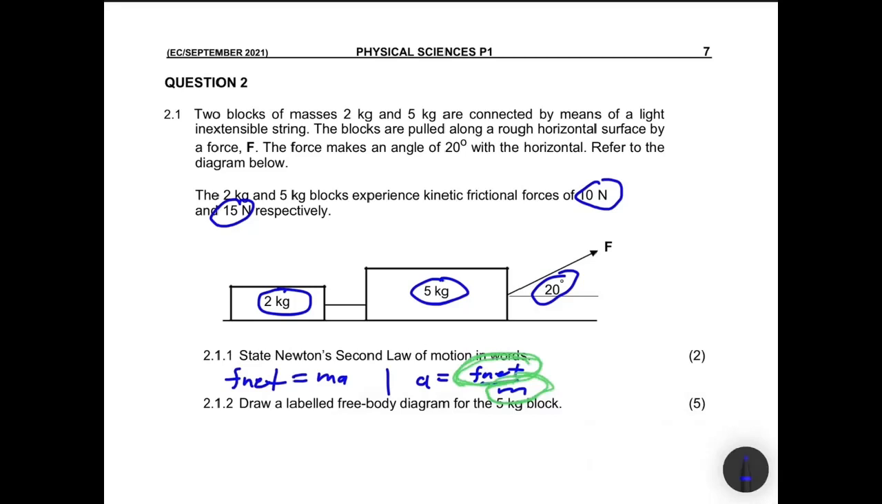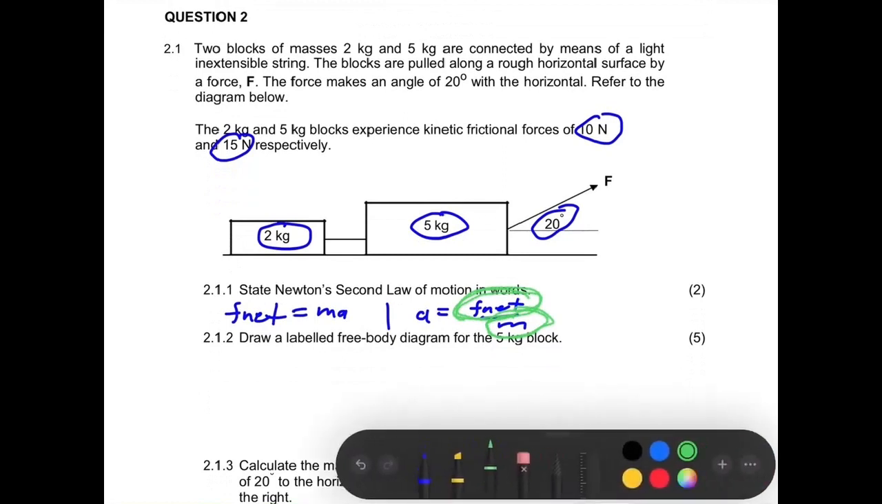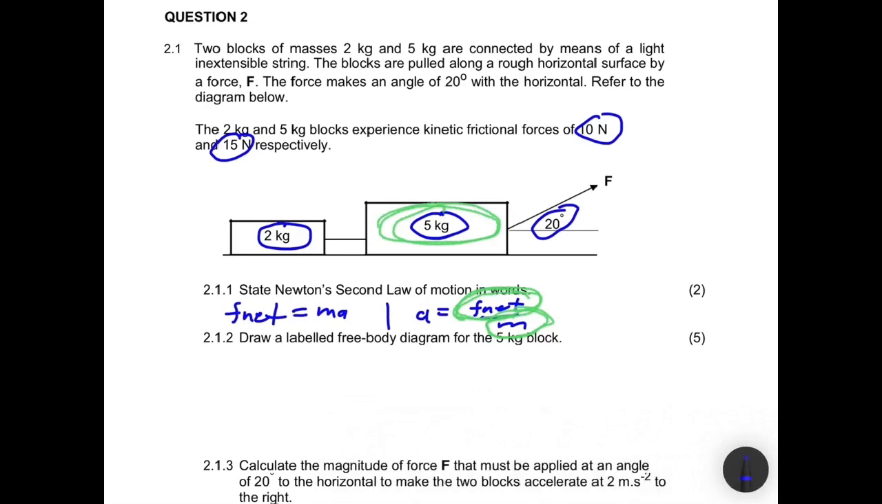And then 2.1.2 says, let's draw a labeled free body diagram for the 5 kg block. So here's our 5 kg block here, right? So for a free body diagram, we denote the body with a dot, right? So there we have our dot. We are told that there's a force applied, right, at an angle of 20 degrees relative to the horizontal. So let's have that force that is applied, right? So we have FA, A denoting applied. And then no questions asked. Any object on Earth will always experience FG, right? The force of gravity. So we have Fg.